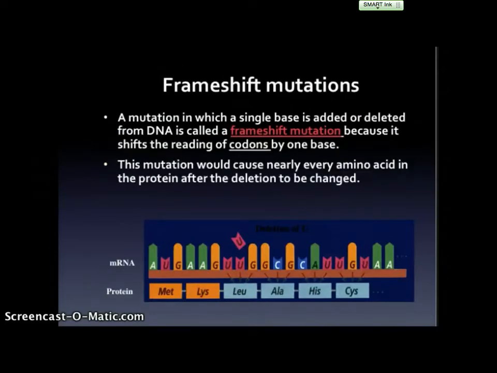So frame shift mutations are a mutation in which a single base is either added or deleted from the DNA. It is called a frame shift mutation because it shifts the entire reading of the codons by one base, which is then going to change all of those amino acids subsequently. This mutation would cause nearly every amino acid in the protein after the deletion or insertion to be changed. So obviously frame shift mutations are a huge concern as opposed to just a point mutation. Both can be bad, but frame shift obviously is going to have more of a profound effect.